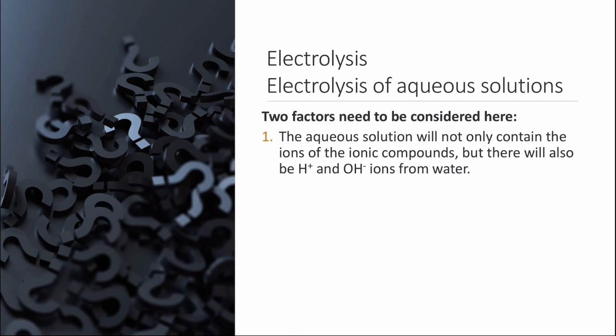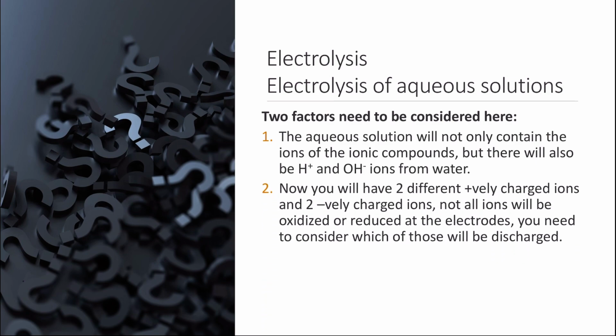So, the first one is that the aqueous solution will not only contain the ions from the solid or the molten solid like we had before, but we are going also to have two other ions, which are the hydrogen ion and the hydroxide ion that come from water because it's an aqueous solution, meaning we have water as well. So now we have two different positively charged ions and two different negatively charged ions. Not all these ions will be oxidized and reduced at the cathode and anode, and we need to know which one will have the preference to be oxidized or reduced.